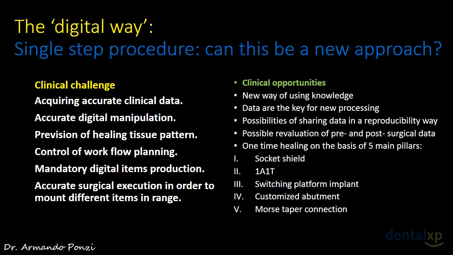Data are the key for new processing and the possibility of sharing data in a reproducible way, a possible revaluation of pre and post surgical data, and a one-time healing on the basis of 5 main pillars: socket shield, a 1A1T, a switching platform implant, a customized abutment, and a Morse taper connection. These 5 main pillars can all be done in a single-step procedure using a planning approach.